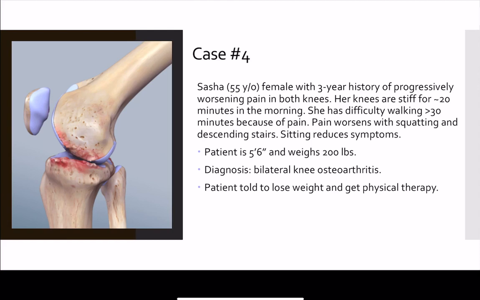Patient is 5'6", weighs 200 pounds. Her diagnosis is bilateral knee osteoarthritis, and she has been told by her physician to lose weight and get physical therapy. So, as a reminder from PathoPhys, I'm going to pull up the PathoPhys slide we used in the spring.